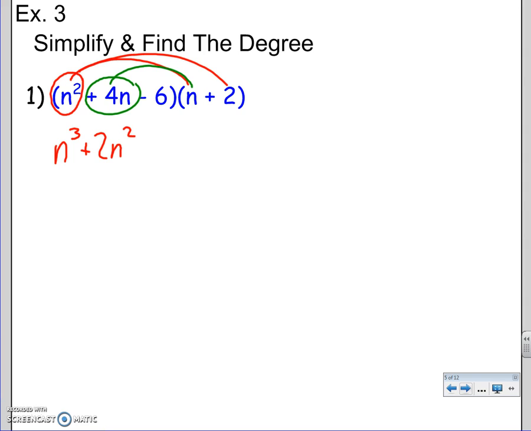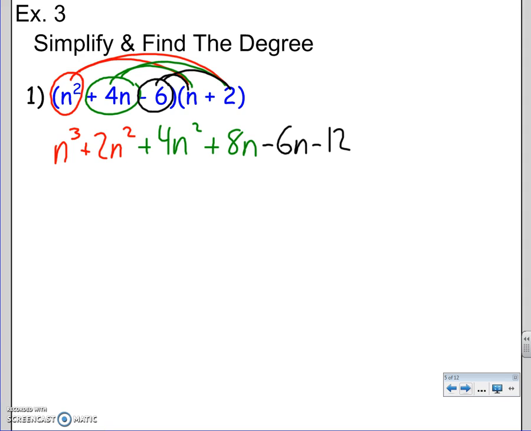positive 4n times both of these. So 4n times n is 4n squared. 4n times 2 is 8n. And that last one, I'll use black. So this times both of these. You go on below, above, doesn't matter. That's minus 6n minus 12.